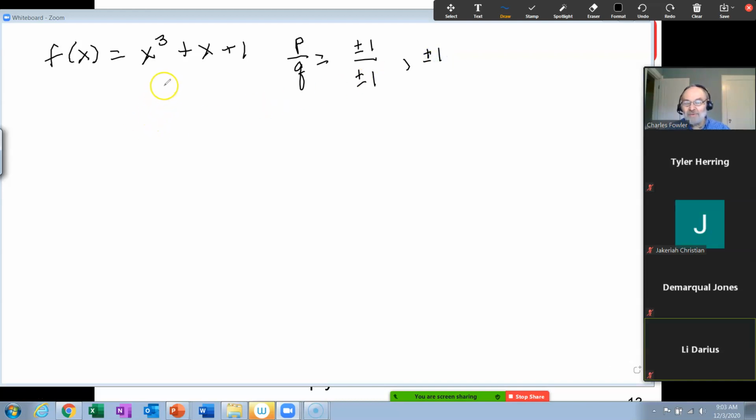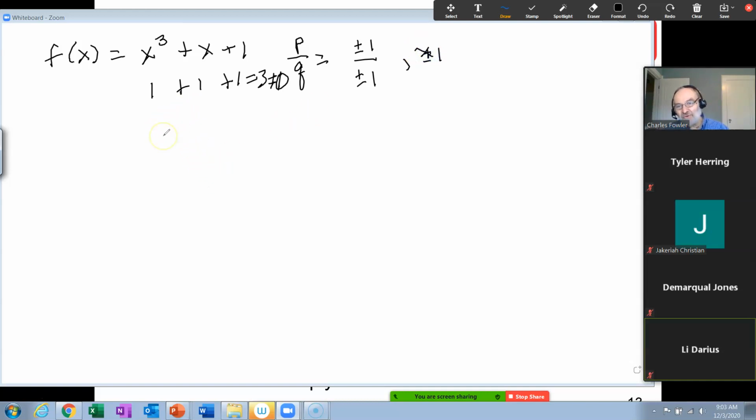Now plus 1 is real easy to do. You just plug it in. Plug in a 1, you get 1 plus 1 plus 1. That's equal to 3, and 3 is not equal to 0. So 1 is not a rational zero.